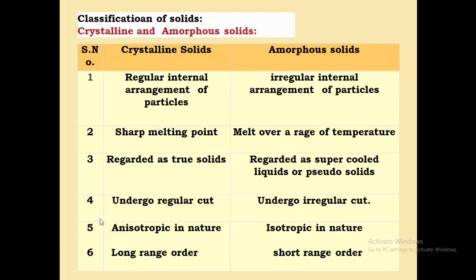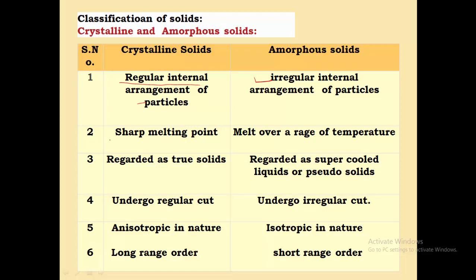In crystalline solids there is a regular internal arrangement of particles. So the order of arrangement of particles in crystalline solids is definite or regular. That means they have definite geometry and the arrangement of particles is periodic in nature. And in amorphous solids there is an irregular internal arrangement of particles. That means a random arrangement of particles will be observed in amorphous solids.